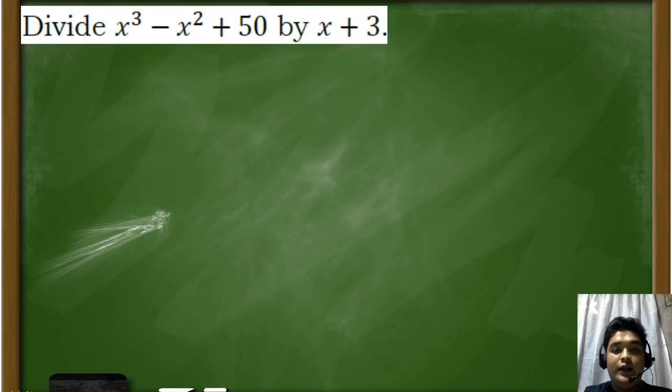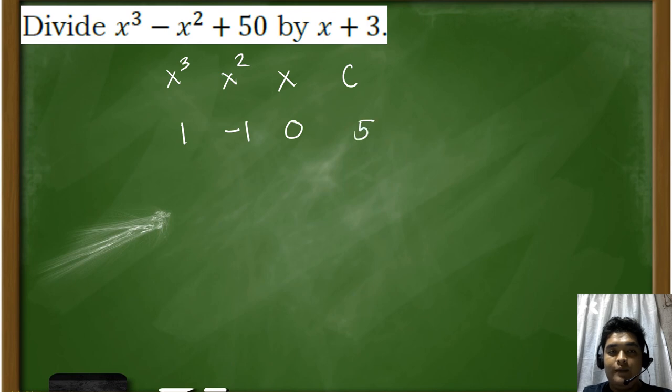So our dividend is x cubed minus x squared plus 50, and our divisor is x plus 3. As you can see, our dividend is not complete. We have x cubed, x squared, x, and the constant. Your x cubed is 1, x squared is negative 1, our x is missing, that is 0, and our constant is 50. Then we divide by x plus 3, that is x equals negative 3 after transposing.